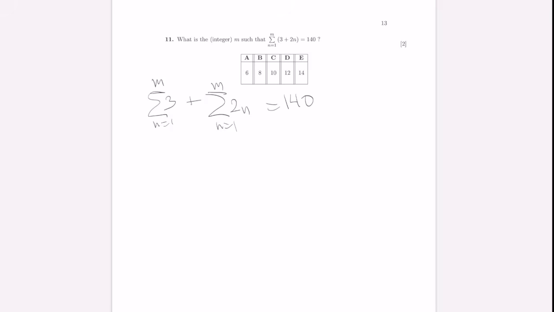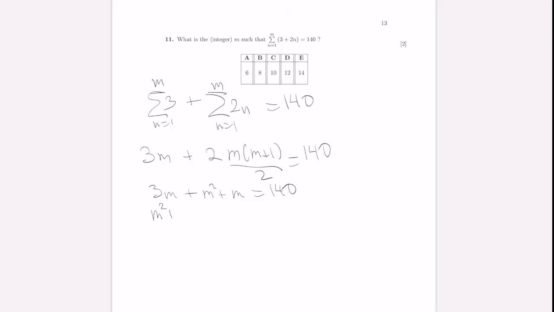Okay, so the first one is fairly straightforward. So this is just going to be 3 sort of added m times, which is 3m plus 2. Now the sum of n between those two integers, we're just going to apply the famous formula, m times m plus 1 over 2, if memory serves me right, which is equal to 140. Okay, so this here is going to end up giving us some sort of a quadratic. So this will be 3m plus the 2's are going to cancel. M squared plus m is equal to 140.